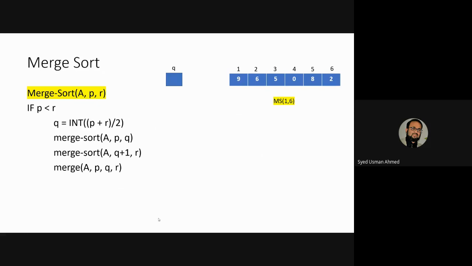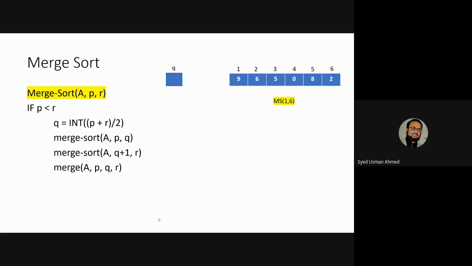So I will write MS for merge sort and I will not write A every time. I will write P and R. So MS, currently we are working on a set array called A. Initial index is 1 and final index is 6. So P is 1 and R is 6.